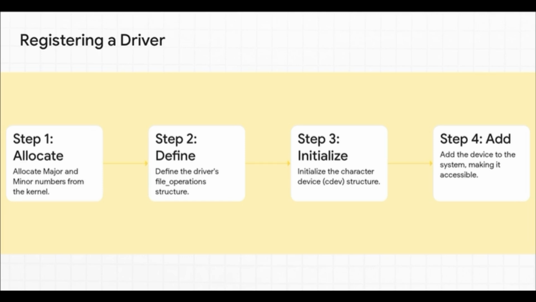First, you ask the kernel to give you some major and minor numbers. Second, and this is a big one, you define your file operations. We'll get to that in a sec. Third, you initialize the kernel's character device structure, or cdev. And finally, you add that cdev to the system so that your applications can actually find and use it.